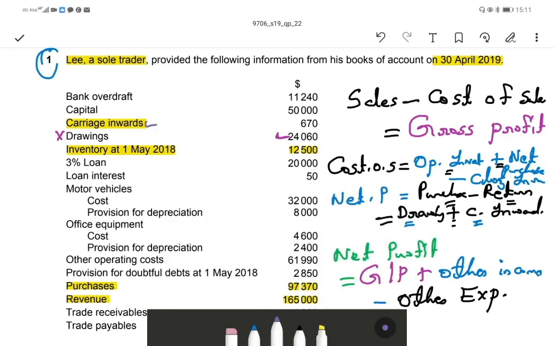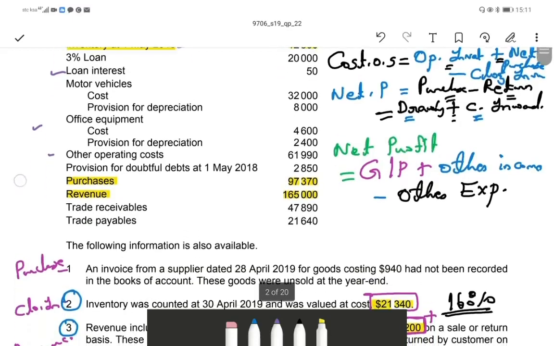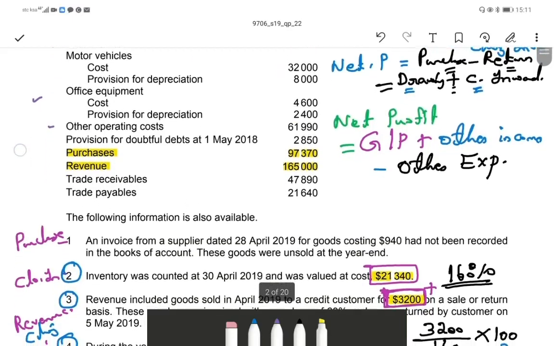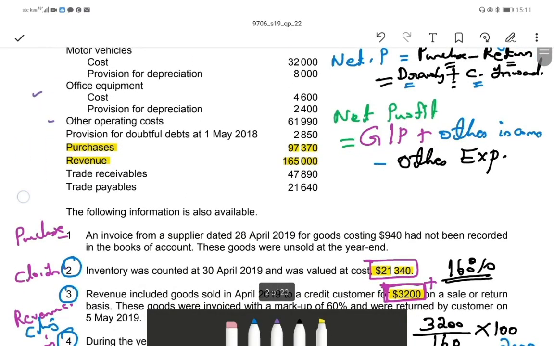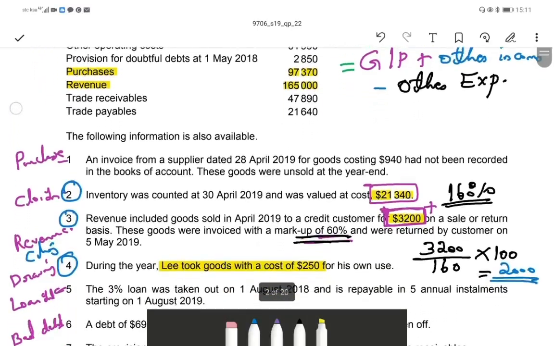Carriage inwards, inventory done, bank overdraft, capital, drawings, this is all in the balance sheet. Loan interest will be taken here. Motor vehicle depreciation will be taken here. Other operating expenses are here. Provision for doubtful debts, they are given. So we have to check, that is the expense. Then purchase, trade receivables, trade payables.